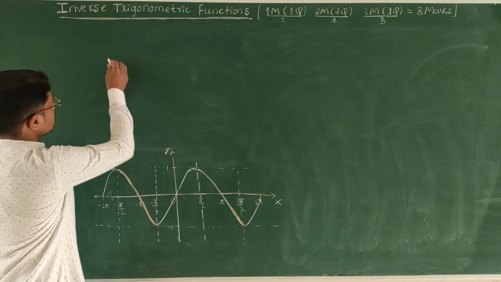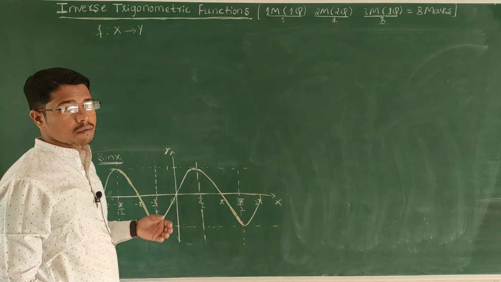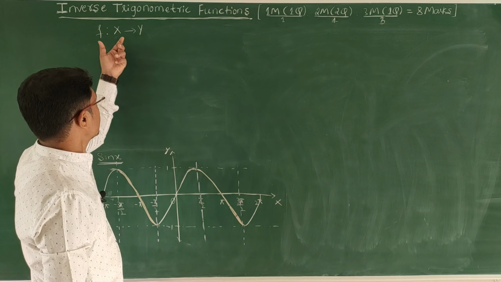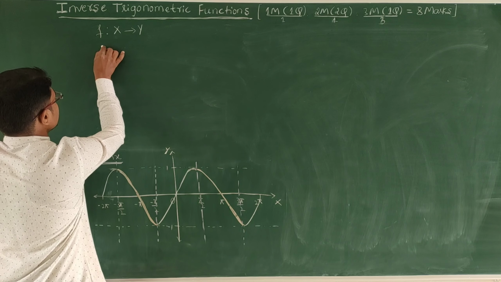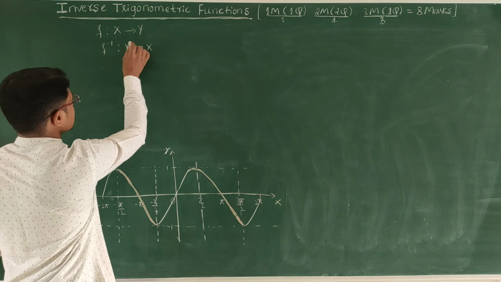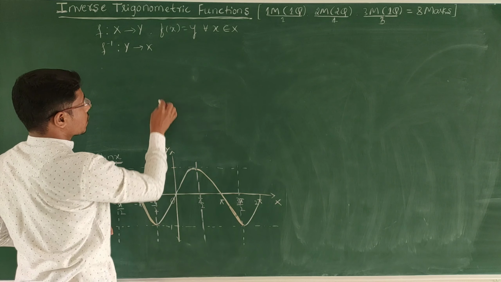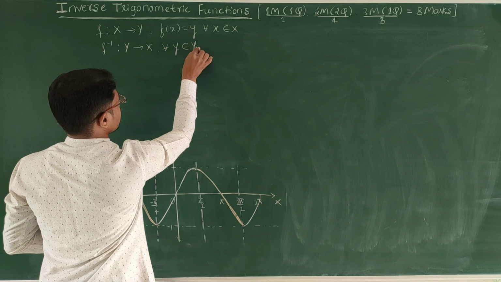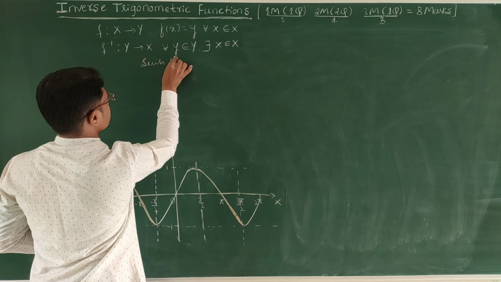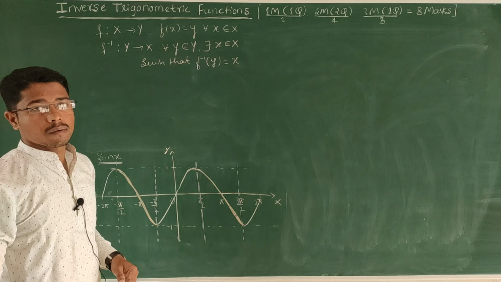For example, a function f from X to Y is said to be invertible if it is bijective, that is, one-one and onto, and the inverse of f is defined by f inverse from Y to X. Here we get f of x equal to y for all x belongs to X. For all y belongs to Y, there exists x belongs to X such that f inverse of y equal to x. So this is the invertible function definition.